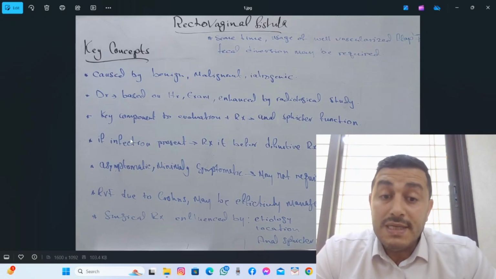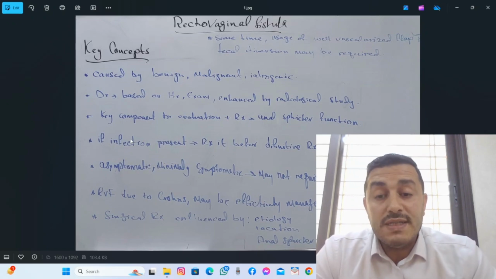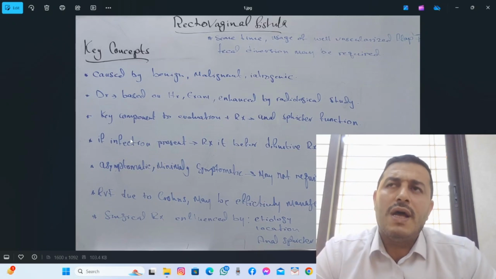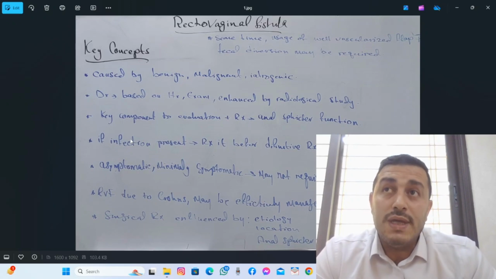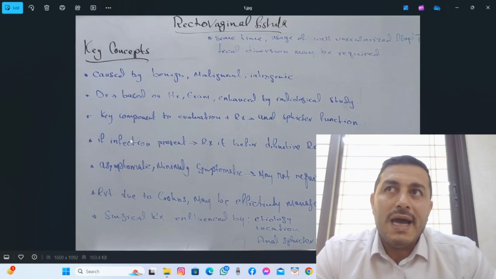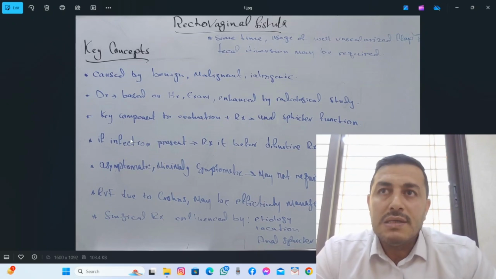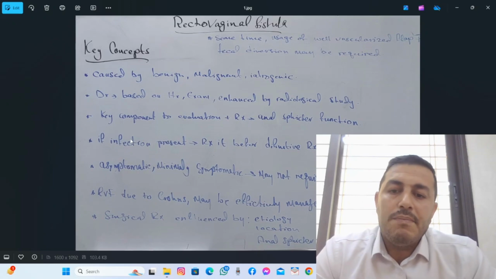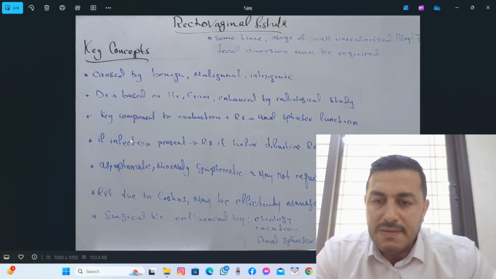fistulas. We will see also that if the cause is Crohn's disease, in rectovaginal fistula, even rectourethral fistula, simple fistula, in such cases we have to maximize the medical treatment, and we may use more conservative methods of treatment, and even what we call conservative surgery, such as long-standing setons, can be applied to avoid a radical type of surgery in Crohn's disease.